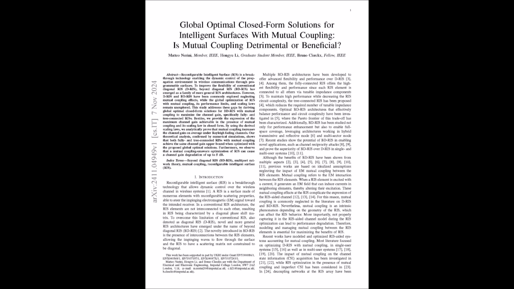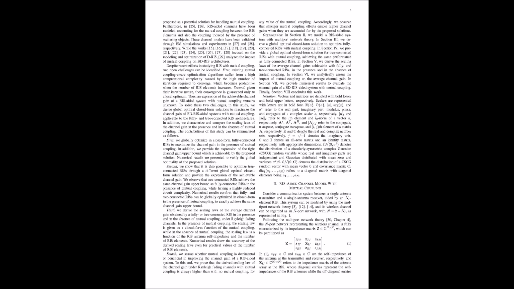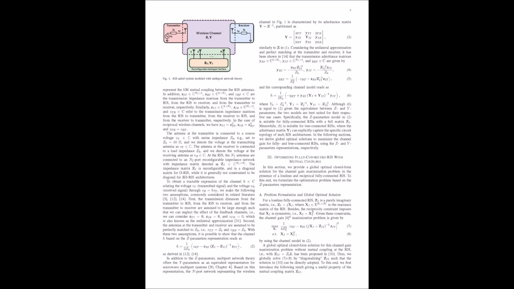I can't wait. So to really get a handle on how mutual coupling messes with the scaling of channel gain, the researchers decided to focus on a specific scenario. Okay, what kind of scenario are we talking about? One where the direct link between the transmitter and receiver is completely blocked. So they're basically saying, let's see how much we can boost the signal just by using the RIS and its fancy wave manipulation? Exactly. They want to isolate the effect of the RIS itself.